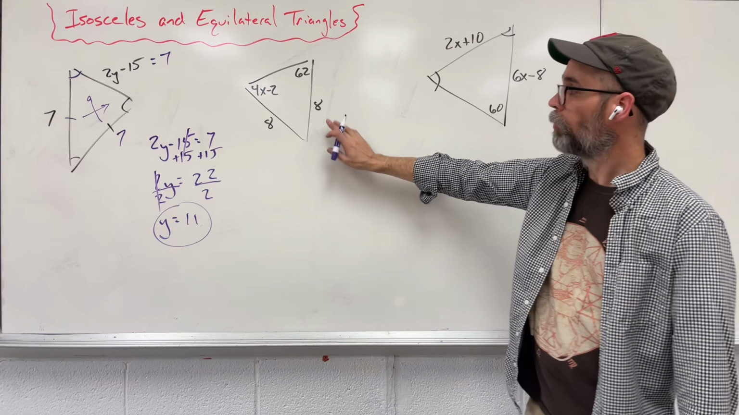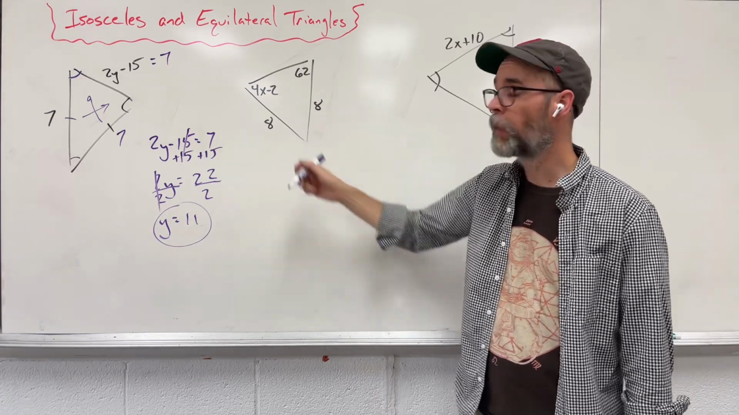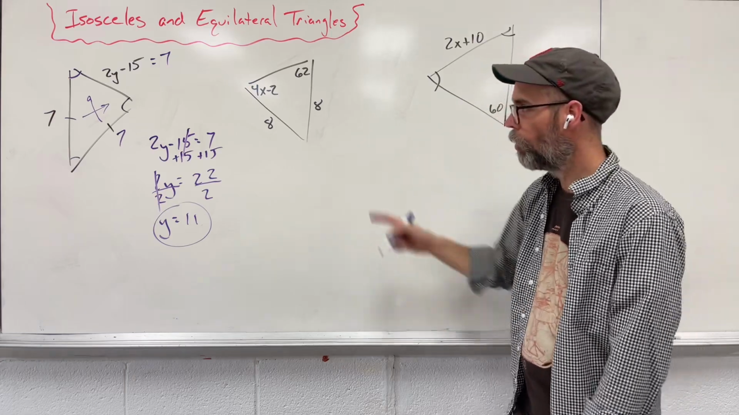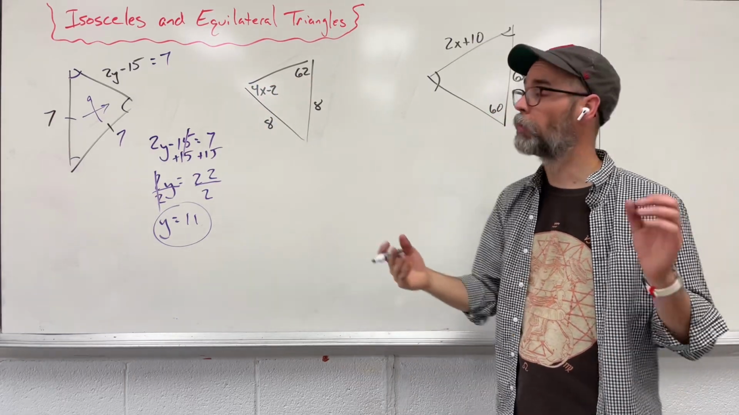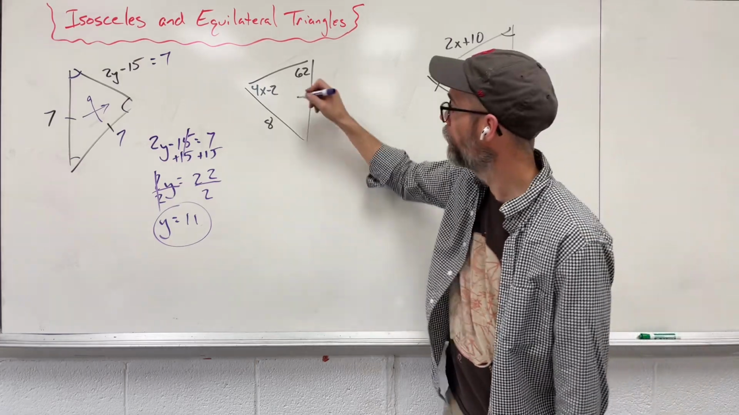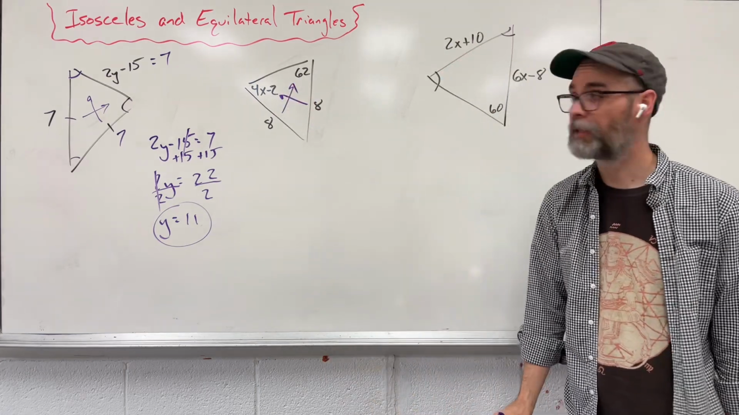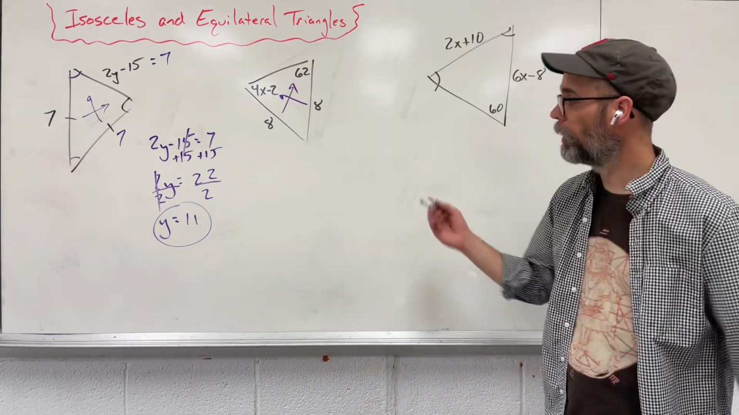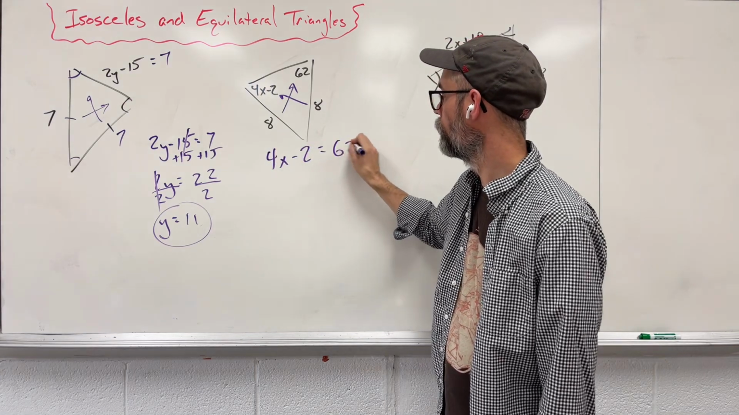Next one here. So we have at least an isosceles triangle because our angles are the same. But in order to be an equilateral, all of our angles have to be 60. That's a 62. It's close, but it's not going to be perfect. So all we know is we have an isosceles, and those angles have to be the same. So there's your equation. We're going to say 4x minus 2 equals 62.